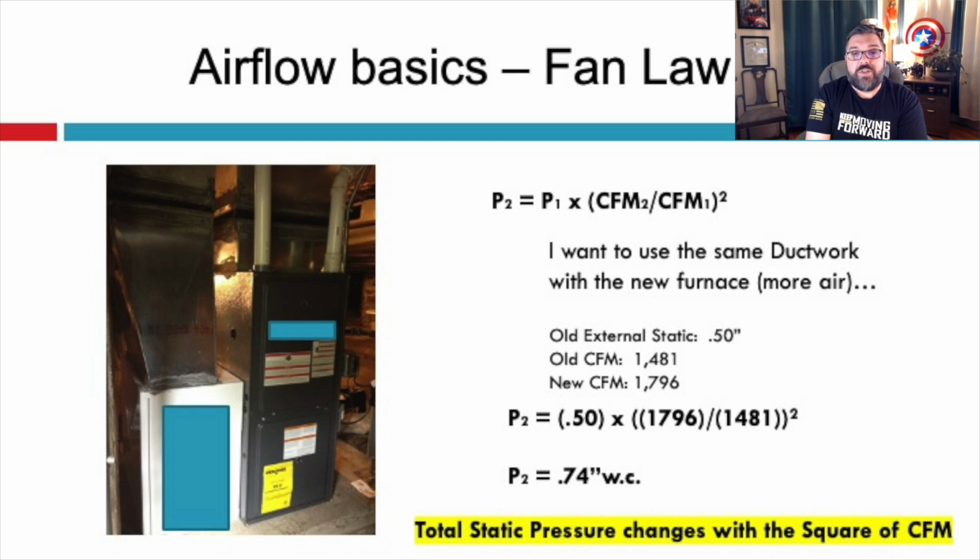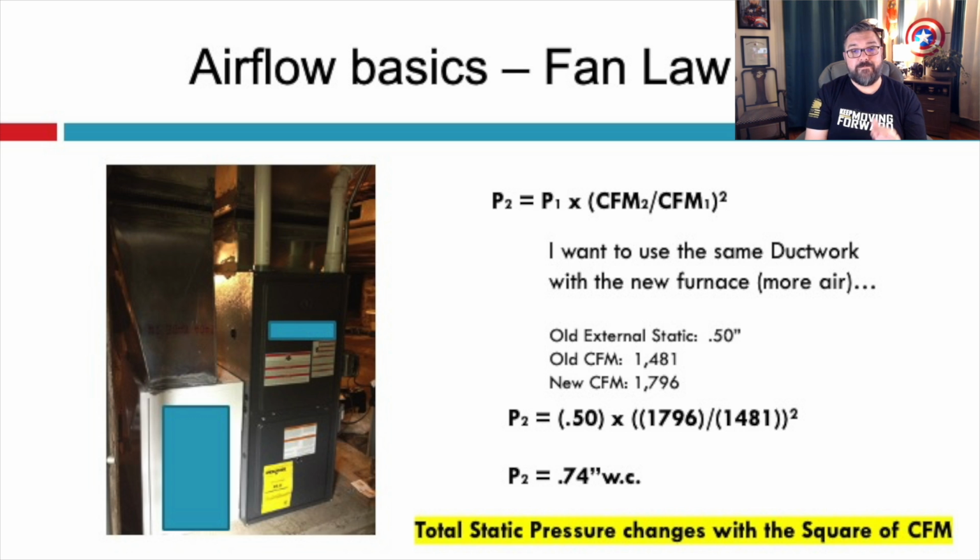New CFM was 1,796. And let's say our old external static pressure was a clean 1/2 inch of water column, right? So we plug in those numbers, and of course, in the math here, you have to do everything in the parentheses first. If my daughter ever watches this video, she's not going to like it very much because she's not a big fan of math. So 1,796 divided by 1,481. The result you would square, so you multiply it by itself. And then you multiply that by 0.5 to give you the new static pressure, if we were going to put this system into the existing ductwork without making modifications, of 0.74 inches of water column.